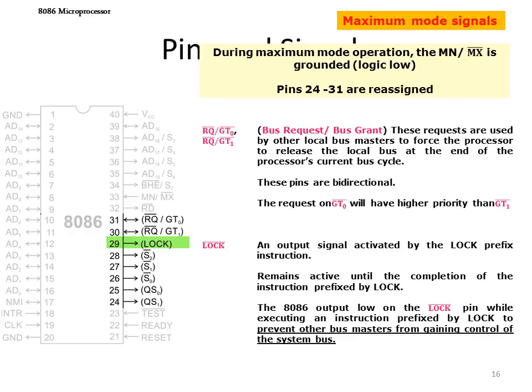Lock is an output signal activated by the lock prefix instruction. The 8086 outputs low on the lock pin while executing an instruction preceded by the lock prefix, to prevent other bus masters from gaining control of the bus.